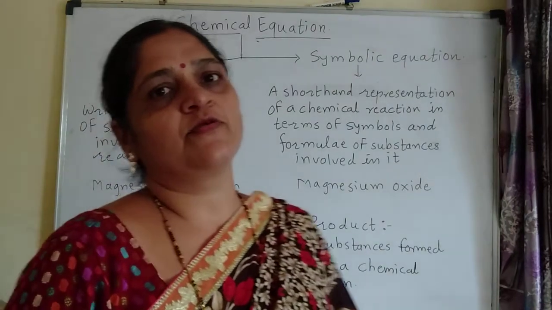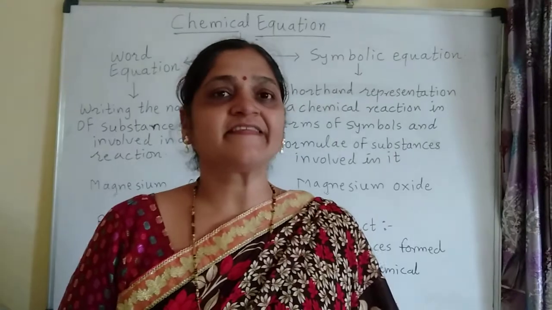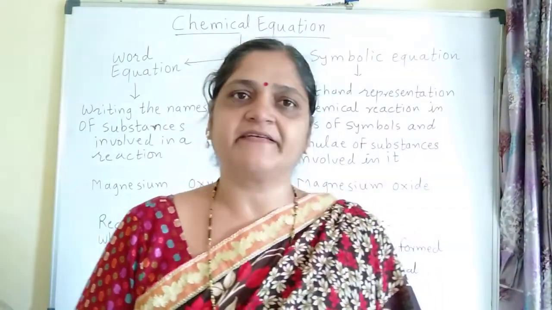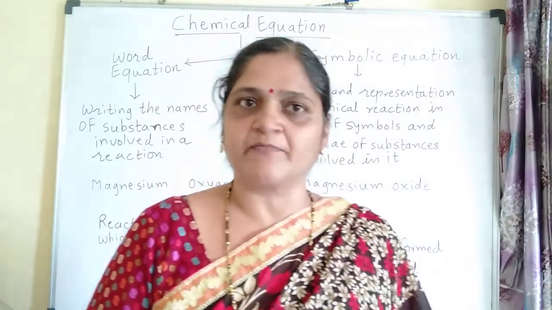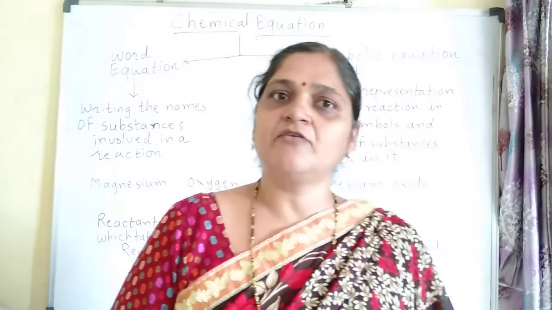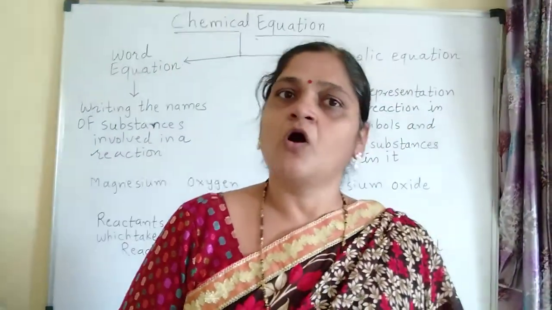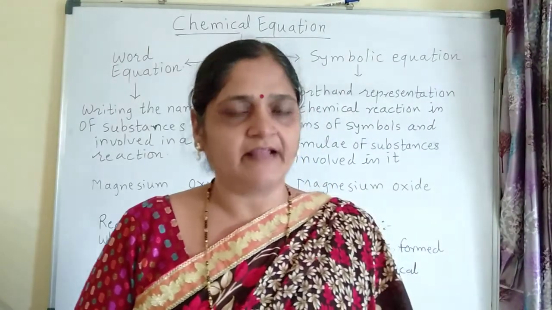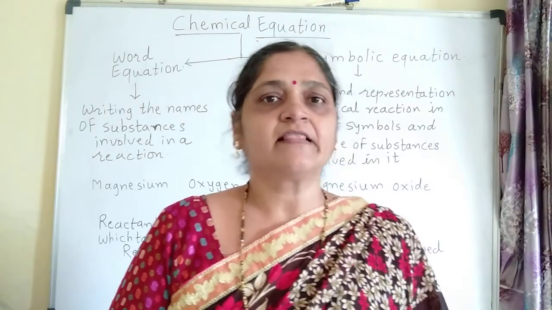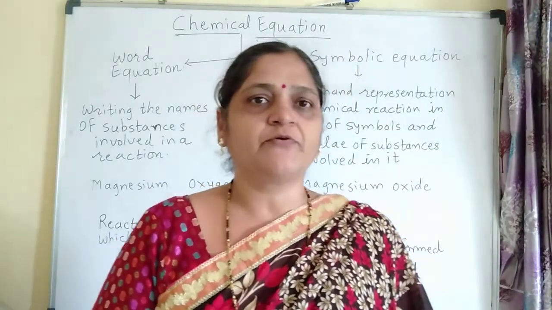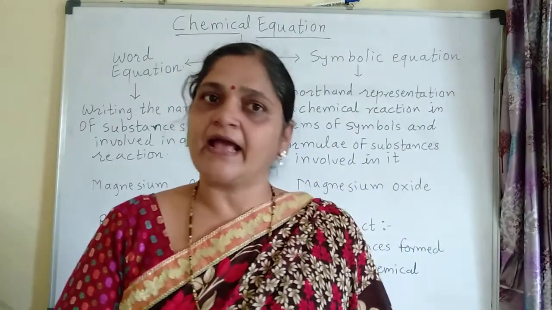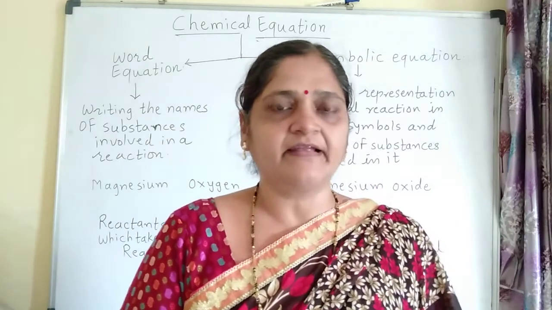Hello students, today we are going to discuss what a chemical equation is. You all know that in every chemical change there is a chemical reaction taking place. For example, magnesium ribbon burns in oxygen to produce magnesium oxide. This is a chemical reaction. Or potassium iodide reacts with lead nitrate solution to produce lead iodide and potassium nitrate. This is a chemical reaction.